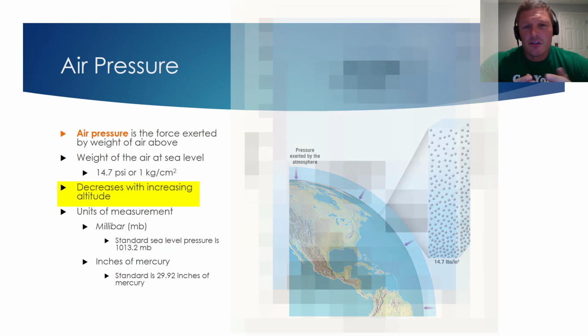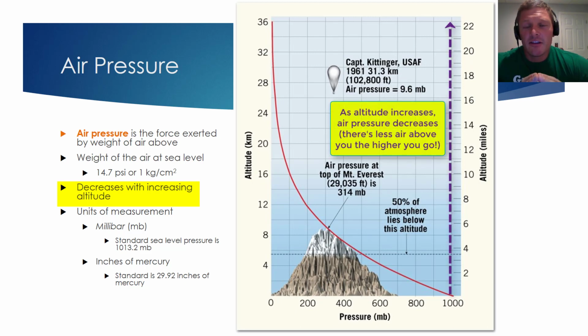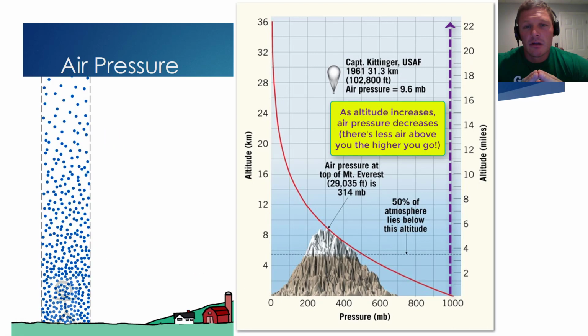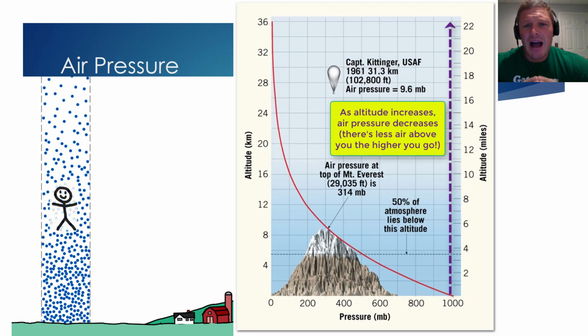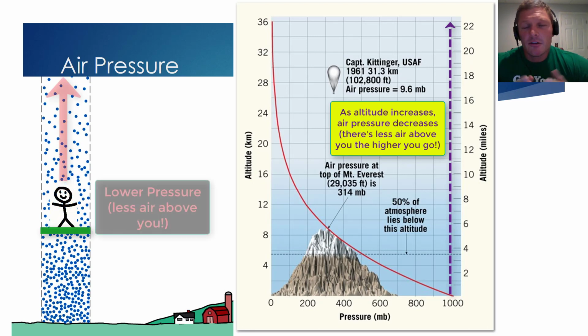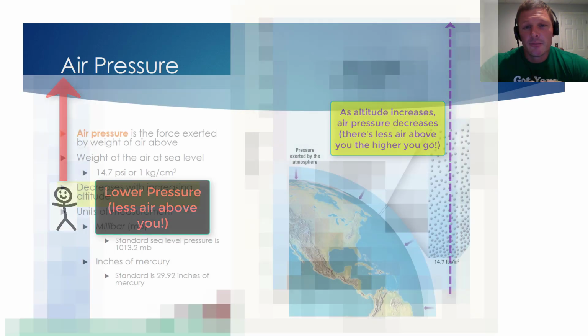Another important fact about air pressure is that it decreases with increasing altitude. In a previous podcast, I showed you this image you currently see on the screen. And as we work our way higher and higher into the atmosphere, there's less and less weight of air above you. If you start at the surface and look up, you essentially have the entire atmosphere above you. But as you work your way to higher and higher altitudes, there's going to be less air above you, so the atmospheric pressure will decrease.